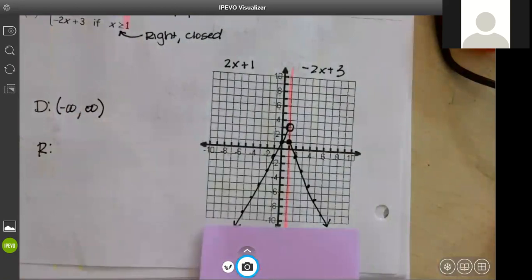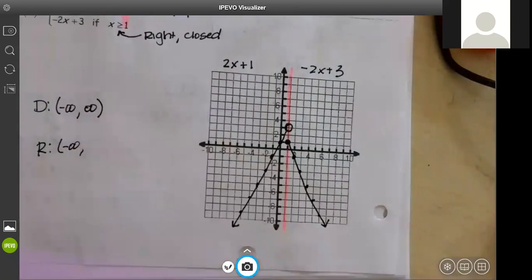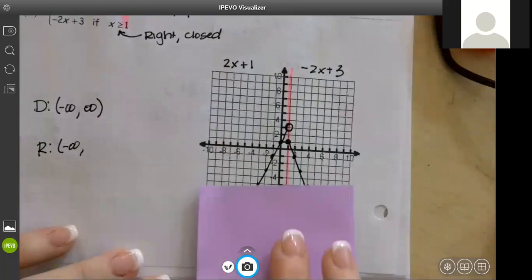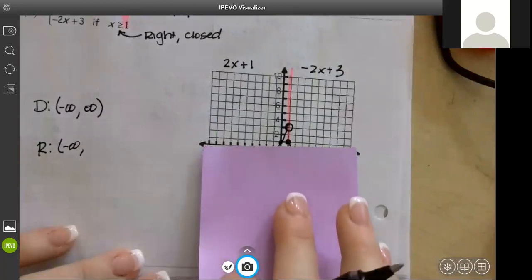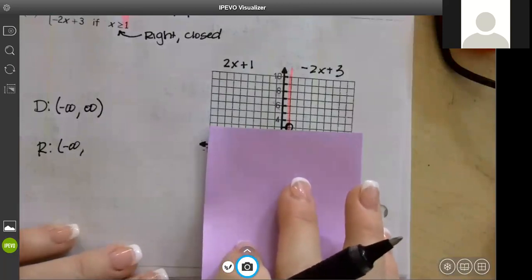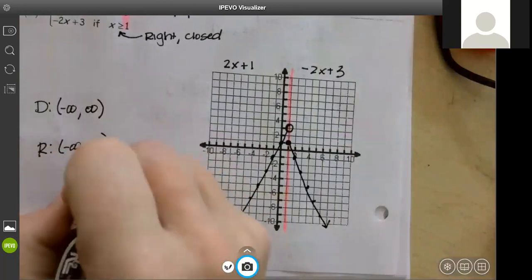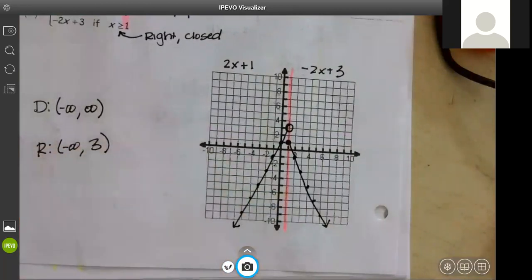Range, how low does it go? Negative infinity. It goes up. I don't see any holes or anything like that. Still touching some Post-it notes. And then I get to the top point and it is open. Perfect. And again, parenthesis because it's an open hole.